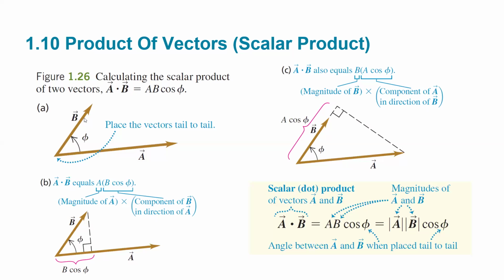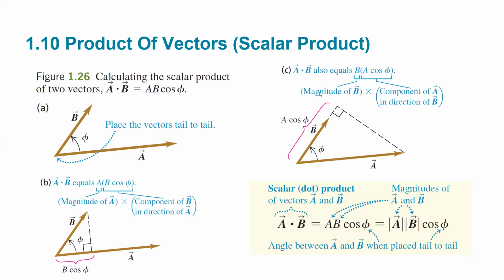The first thing you do, if you have two vectors a and b, is place those vectors tail to tail. Then you determine the angle between the two vectors. We note that as phi. Phi is the angle between a and b. So a dot b equals the magnitude of a times the component of b in the direction of a, which is b cosine of phi. That's why a dot b is equal to ab, the magnitude of a times the magnitude of b times cosine of phi.